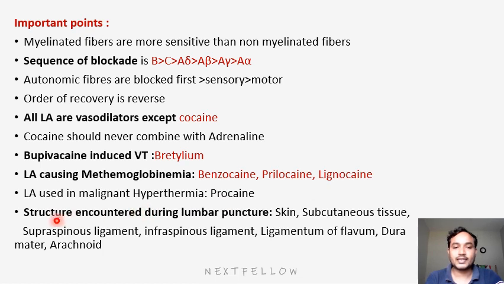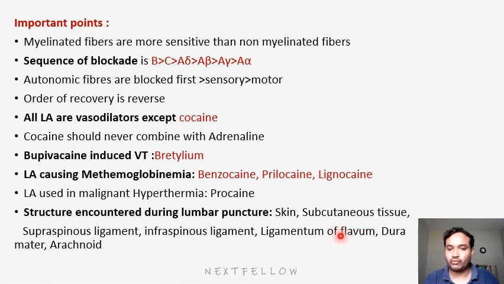So what are the structures encountered during lumbar puncture? When you are giving a lumbar puncture, if you are planning for spinal anesthesia or epidural anesthesia, we have to pierce some structures. This is a right MCQ, they can ask the order, so we have to remember the names and the order. First will be skin, next subcutaneous tissue, next supraspinous ligament, next infraspinous ligament, then ligamentum flavum.